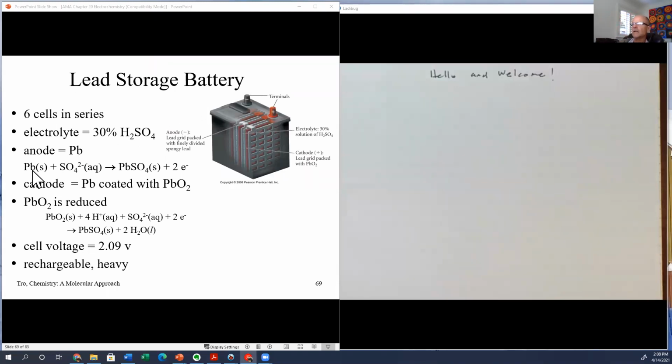The anode is the oxidation of lead to lead sulfate. The cathode is the reduction of lead 4 oxide, right? And what happens is that as these reactions occur, you form a lot of lead sulfate on these plates. And of course, if you just run it and run it and run it, eventually it'll die because you have coated all those plates with lead sulfate. But if you run the current backwards, right, these reactions run in reverse, and you regenerate the lead and the lead 4 oxide, right? So that's why it's reversible. This is a reversible reaction.